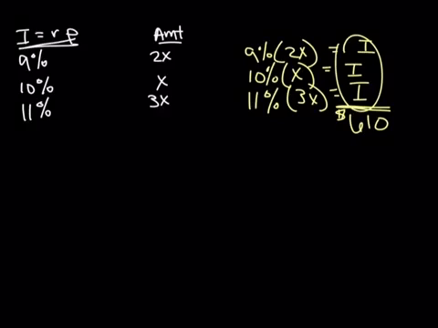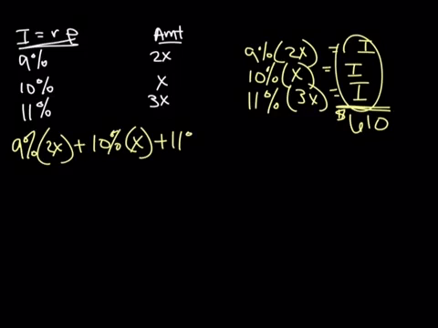So when I add these answers together, I have 9% times 2x plus 10% times x plus 11% times 3x. And that gives me $610. Alright, so remember, we cannot do the math with percentages, so we have to make them into decimals.